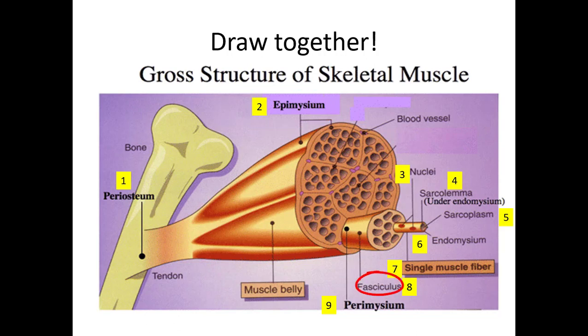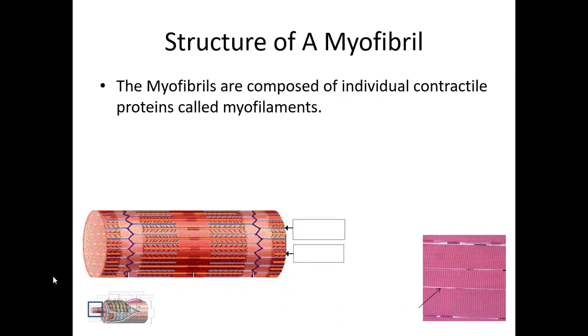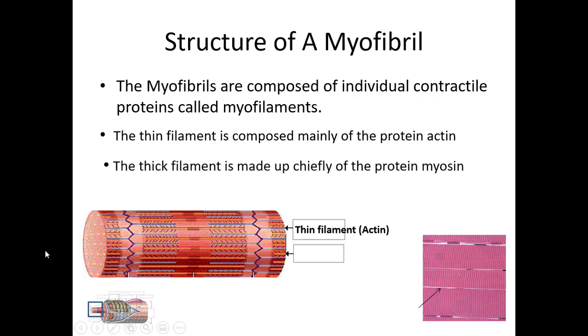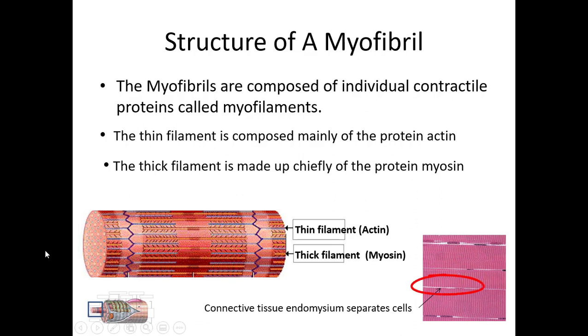And draw a fasciculus surrounded by perimysium, and draw a single muscle fiber surrounded by endomysium, with the sarcolemma, nuclei, and sarcoplasm. The myofibrils are composed of individual contractile proteins called myofilaments. The thin filament is composed mainly of the protein actin. The thick filament is made up chiefly of the protein myosin. And this is the connective tissue endomysium.